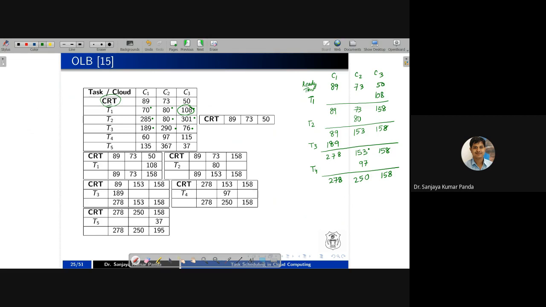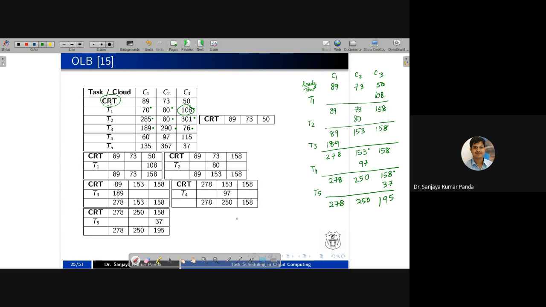We have another task, that is T5. We have to look into the earliest ready time. The earliest ready time we are getting is in C3. So T5 is assigned to C3. C3 is taking 37 units of time, so it is 158 plus 37, which is 195 units of time.